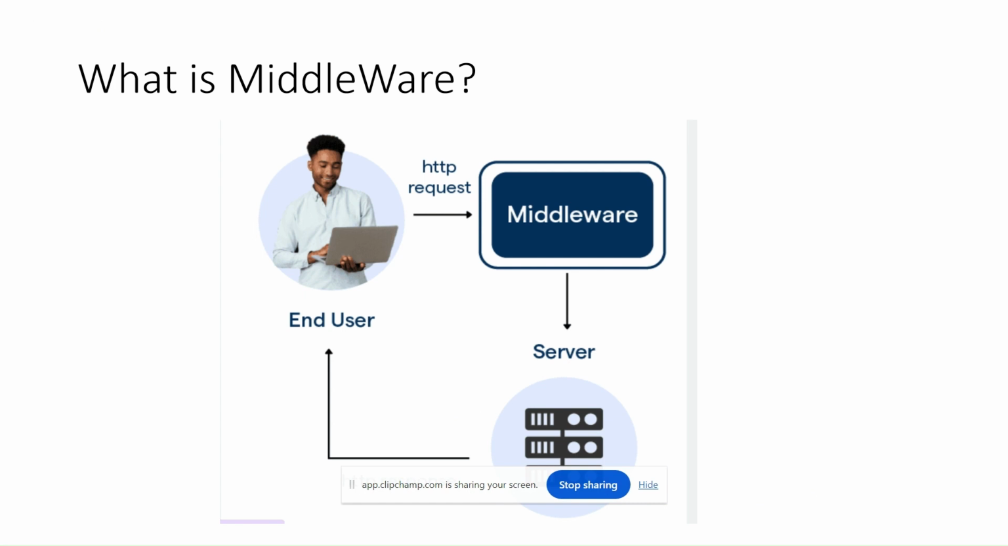So middleware is this: if we give the request directly to the server, there is a lot of chance that a hacker can easily hack our server. To prevent that, we introduce the middleware. Whatever request comes from the client side goes to the middleware. In middleware, it checks whether this request is coming from my front end.